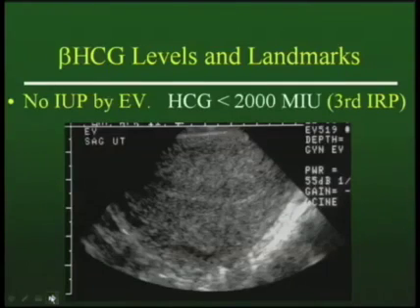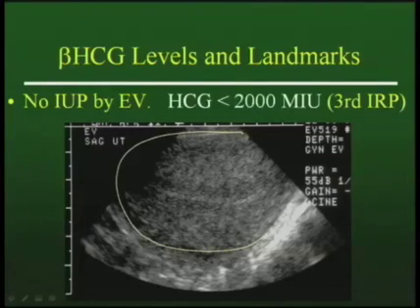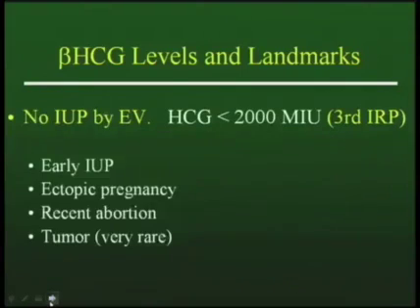So let's say you had no intrauterine pregnancy. This is, of course, the uterus again. The cervix would be over here. No intrauterine pregnancy by endovaginal imaging, and the HCG level is less than the threshold at which we would expect to see a gestational sac. Well, the differential diagnosis then would be, the primary consideration is that there's an early intrauterine pregnancy before we can see it. Ectopic pregnancy, of course, has to remain a possibility, as does recent abortion or tumors.